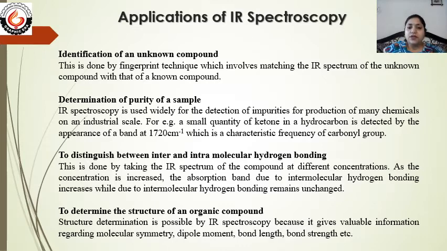Next is to determine the structure of an organic compound. As we already discussed, in the fingerprint region and the functional group region, we can easily determine the structure of an organic compound if we know which type of carbon-hydrogen bond is there and which type of functional groups are present in that particular compound.